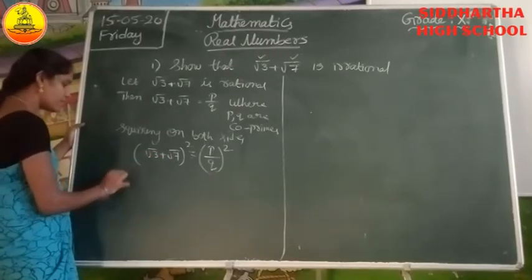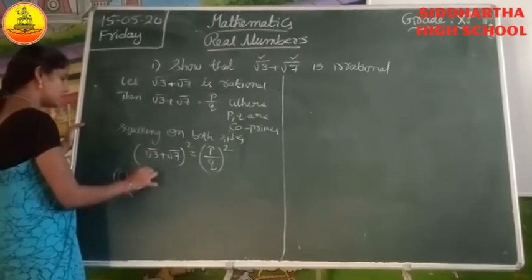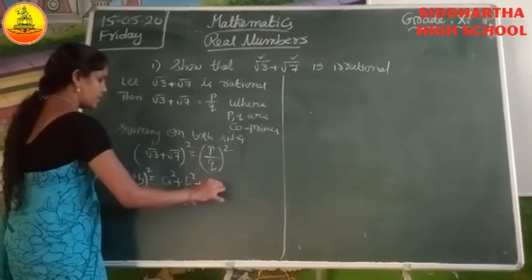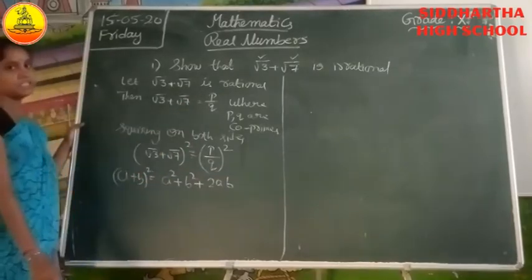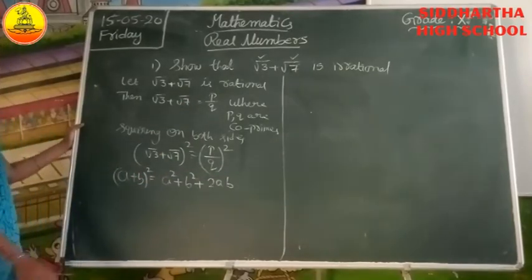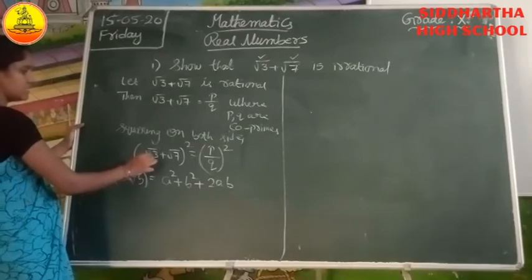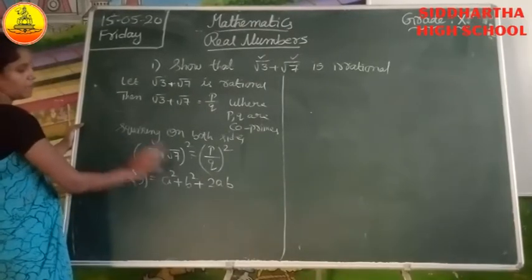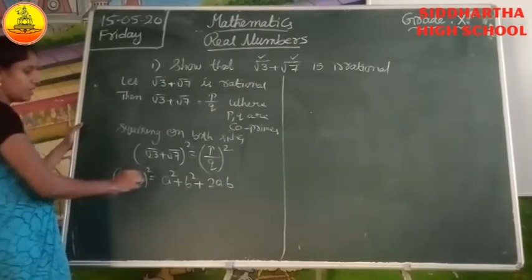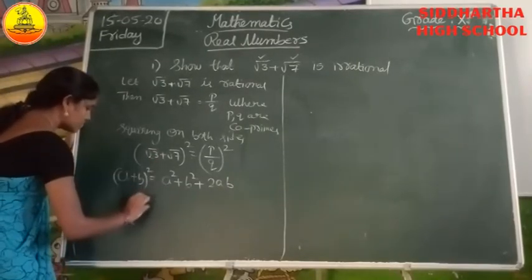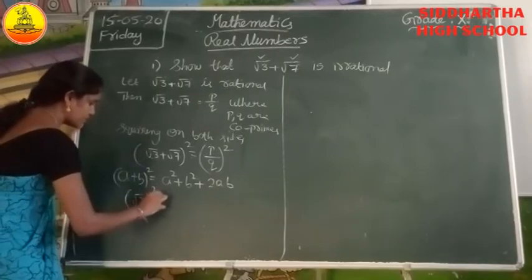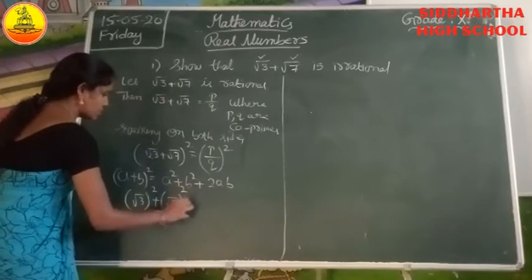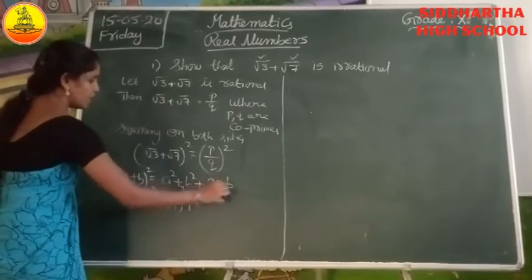What is the formula of a plus b whole square? A plus b whole square formula is a square plus b square plus 2ab. This is the formula of a plus b whole square. A value is root 3, b value is root 7. Now a square, root 3 square, plus b square, root 7 square, plus 2 into a into b.